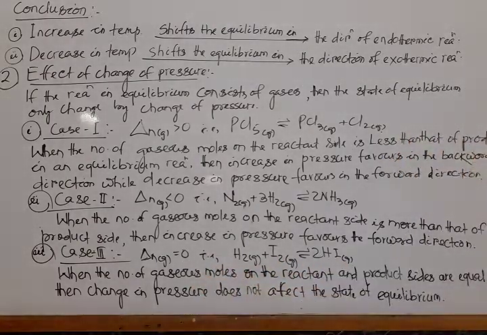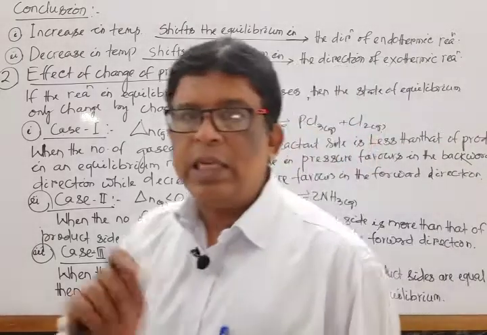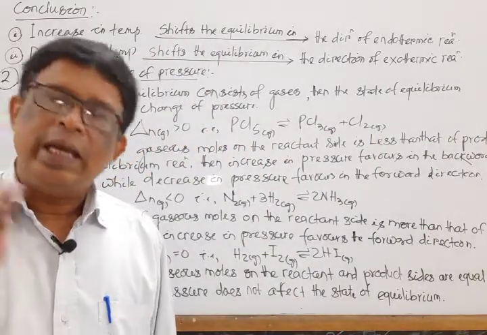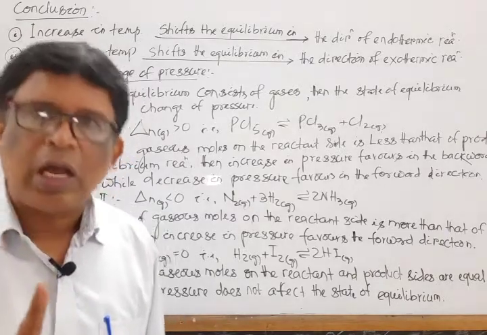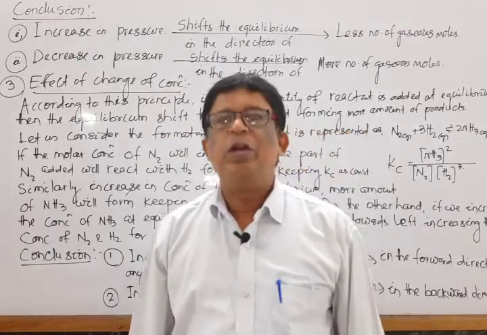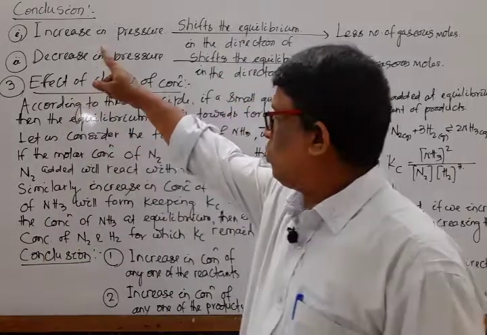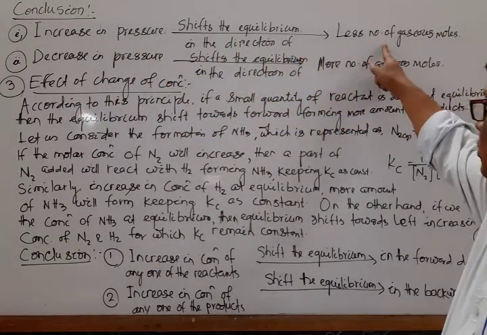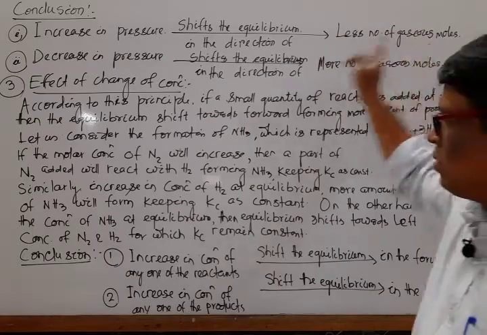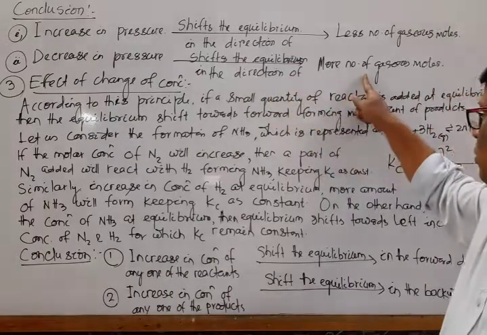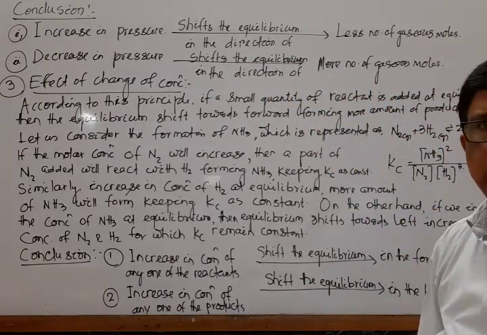When the number of gaseous moles on the reactant and product side are equal, then in this case pressure has no role. That means increasing or decreasing pressure does not affect the state of equilibrium. Hence, from the above we draw one conclusion. What is the conclusion? Increase in pressure shifts the equilibrium in the direction of less number of gaseous moles, and decrease in pressure shifts the equilibrium in the direction of more number of gaseous moles.